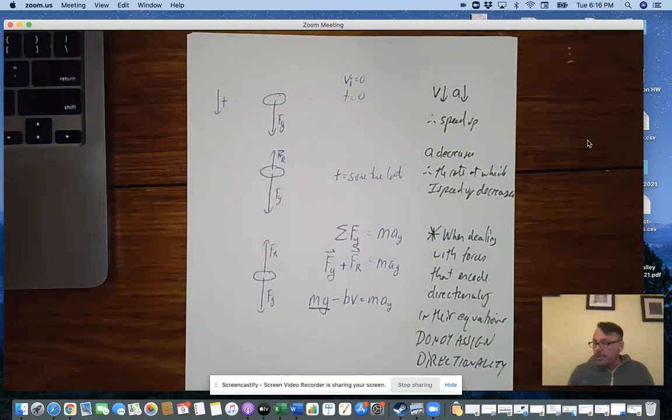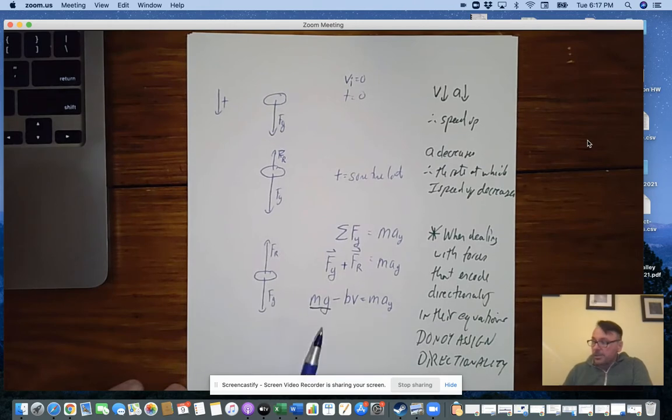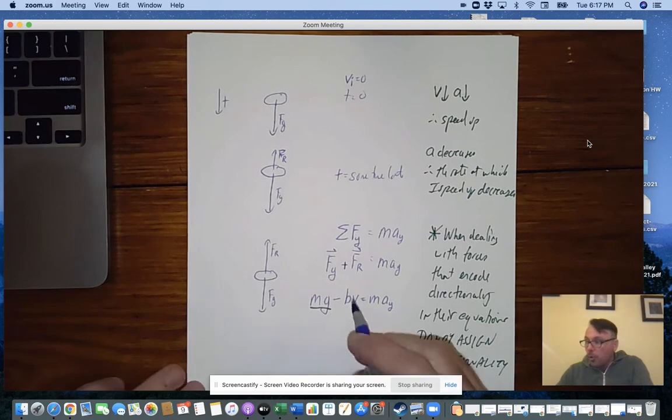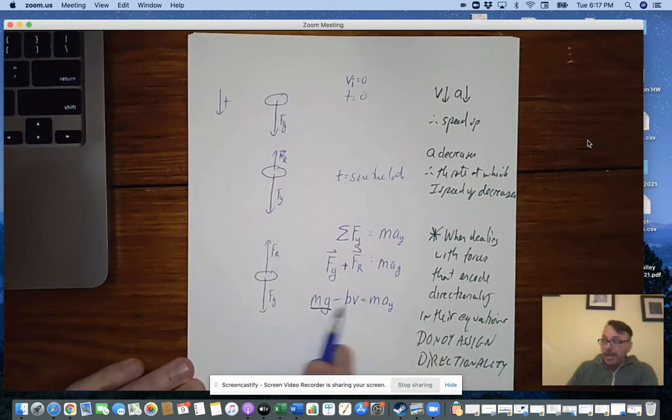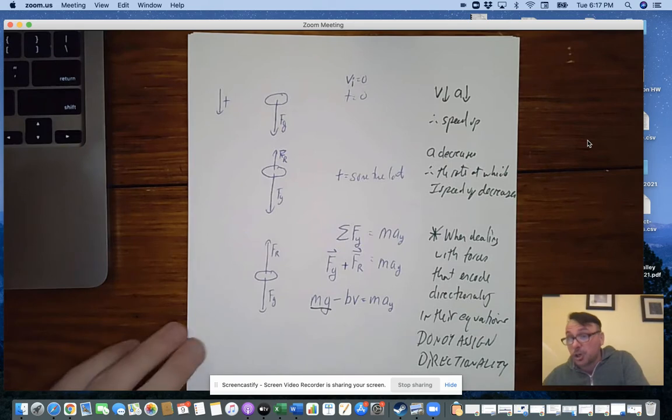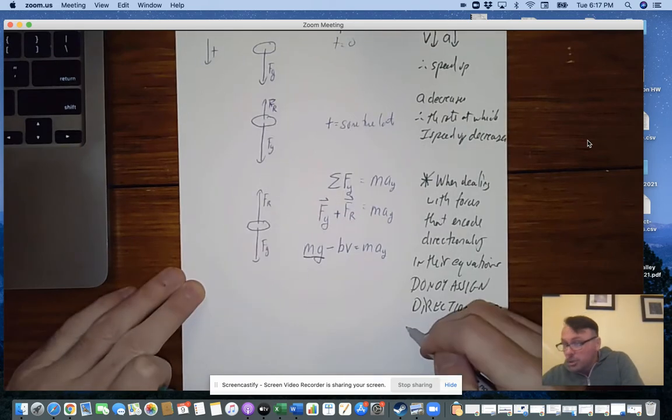Now, a couple things from there, because that's an interesting little equation, and we'll get back to that in a minute. What's going to eventually happen here is that this object will speed up to the point where this term will grow until it matches the mg term, and then this thing will stop accelerating. So what is that called? Hopefully you've heard of that. That's called the terminal velocity.